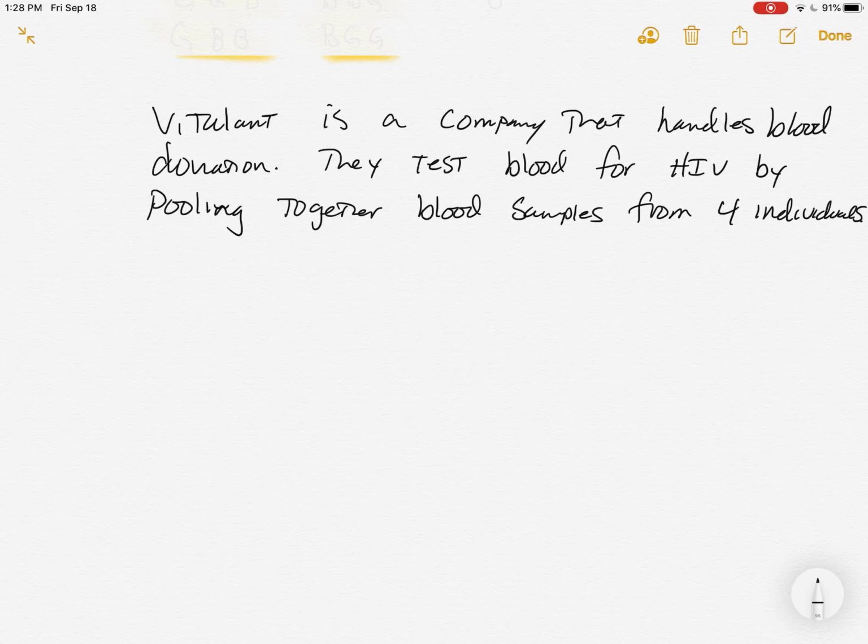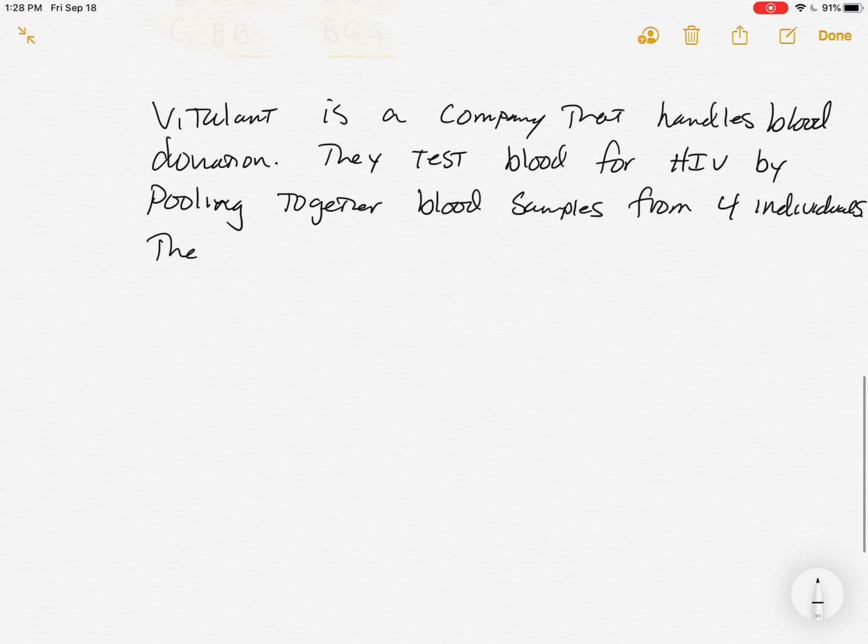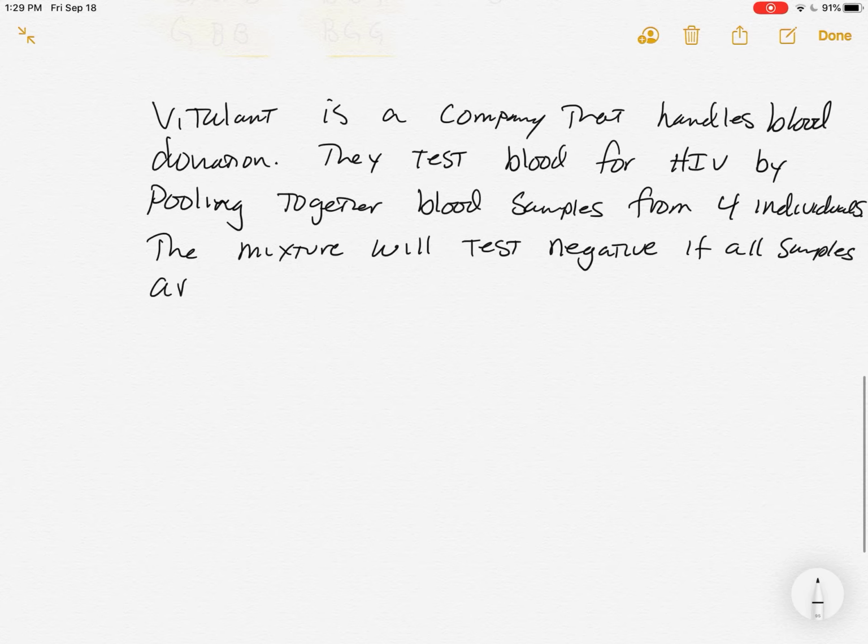Okay, so if you and I were to go into BloodSource, I apologize, I'm calling it its new name now, Vitalant. If we were to go into Vitalant, they would tell us that as part of our blood donation procedure, they will be testing our blood for infectious diseases, including HIV. And so they don't do that by testing individual blood one at a time. They put it together and then run it together. The mixture will test negative if all samples are negative.